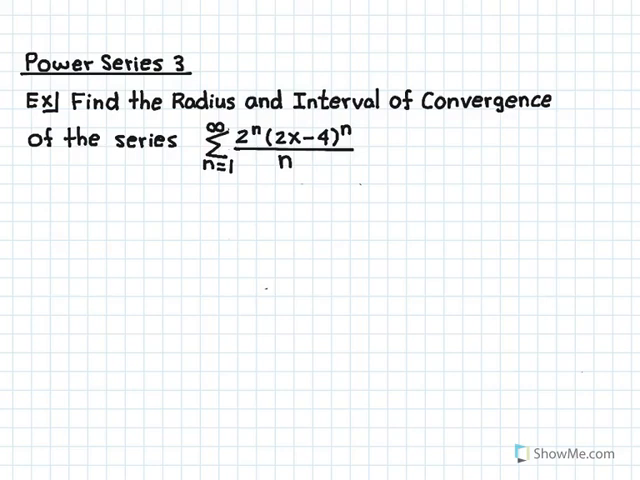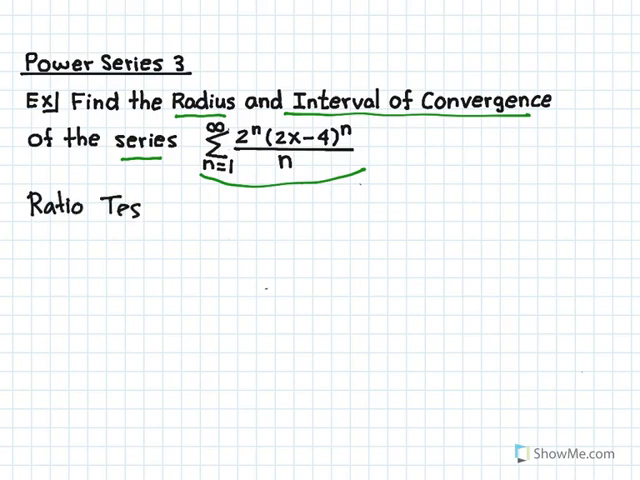In this video, we're going to continue our discussion of power series. Find the radius and the interval of convergence of the power series summation n equals 1 to infinity of 2 to the power of n times (2x minus 4) to the power of n, divided by n. We will start by applying the ratio test with the general term a sub n equal to 2 to the power of n times (2x minus 4) to the power of n divided by n.